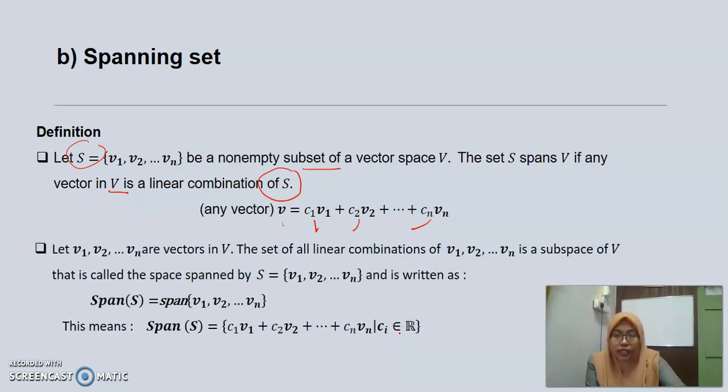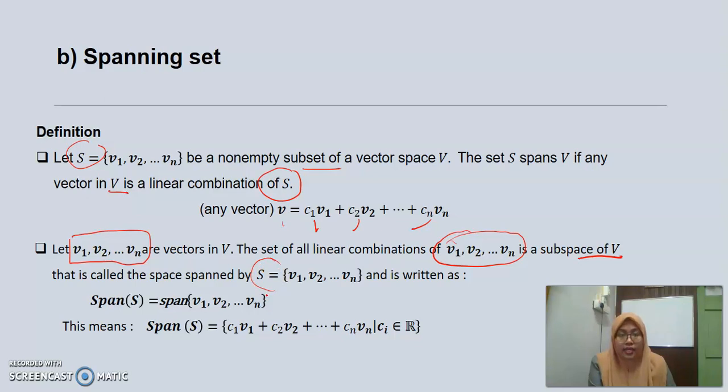Okay, in other words, let's say I have V1, V2 up until Vn. So these are the vectors in vector space V. The set of all linear combinations of V1 up until Vn, the set of all linear combinations of vectors in vector space, is a subspace of V. So that is called the space spanned by this set S.